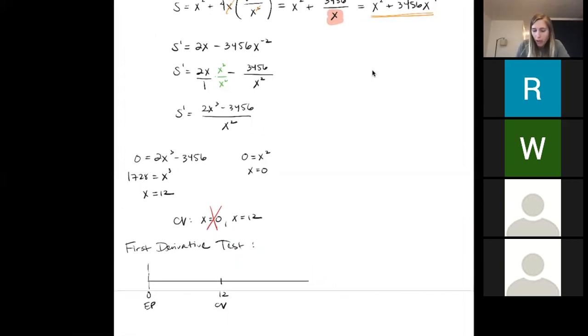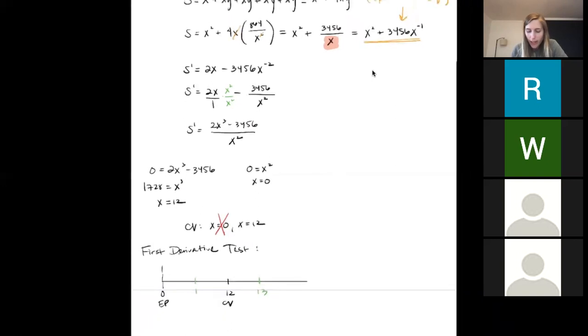Okie dokie. So now I'm going to choose test values, and we're plugging those test values into the derivative. I can actually see if we plugged 1 in, that would be 2 minus 3,456, so that would be a negative value, meaning the graph would be decreasing. And then when I plug 13 in, I get a positive value. So the graph changes to increasing.